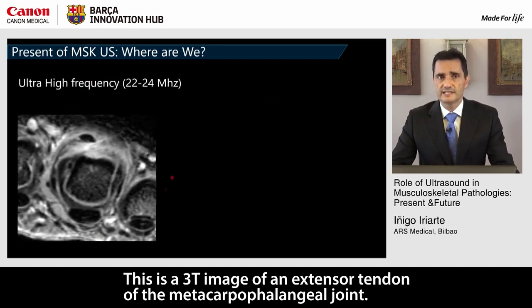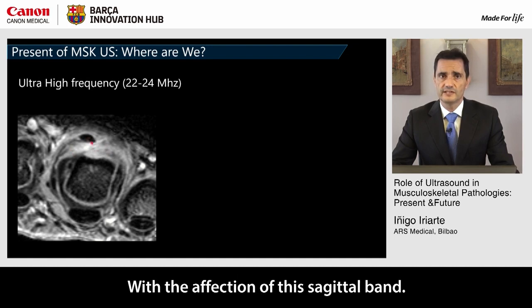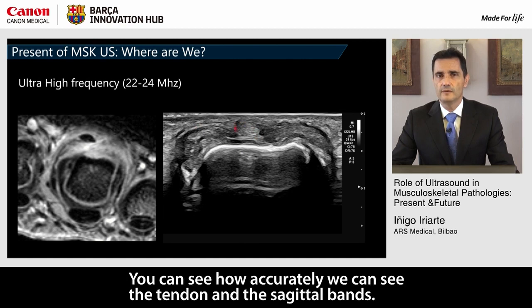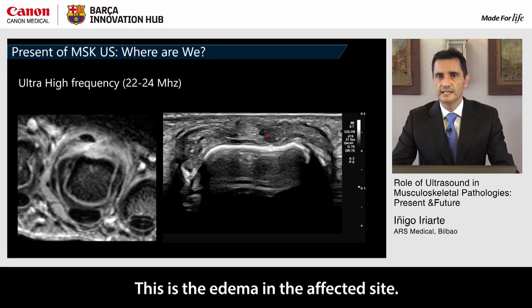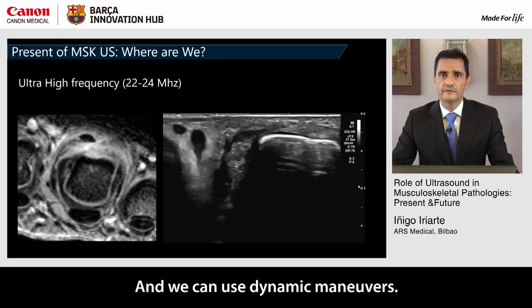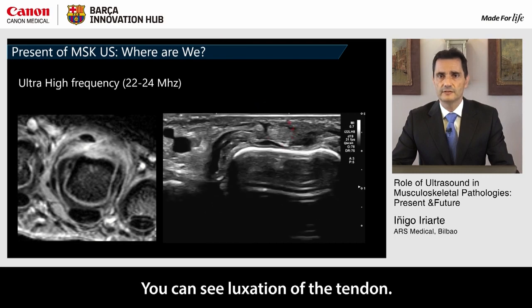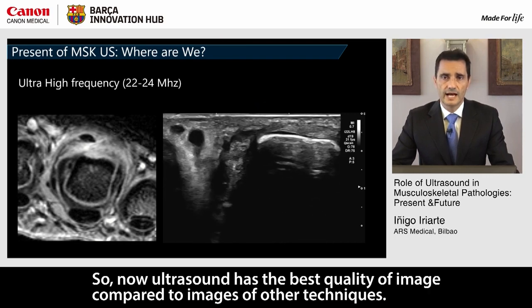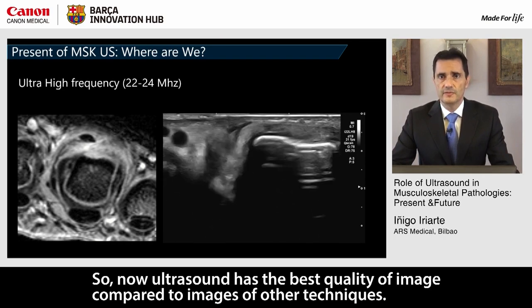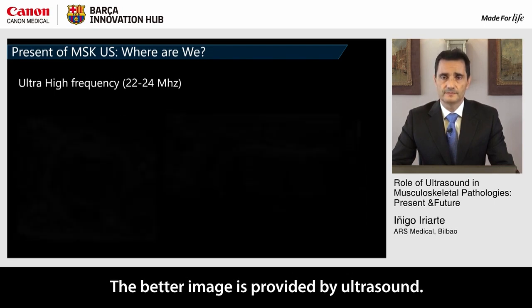This is a 3 Tesla image of an extensor tendon at the metacarpophalangeal joint, with involvement of the sagittal band. And this is the image with ultrasound. You can see how accurately we can see the tendon and the sagittal bands. This is the edema on the affected side, and we can use dynamic maneuvers, and you can see the luxation of the tendon. So now ultrasound has the best image quality compared to other imaging techniques. The better image is provided by ultrasound.